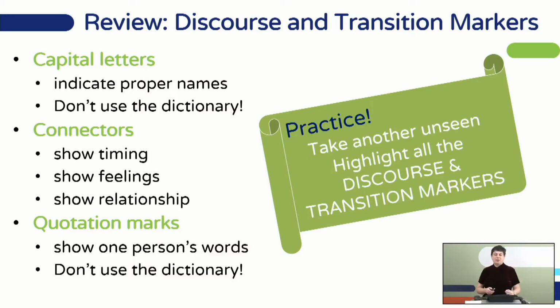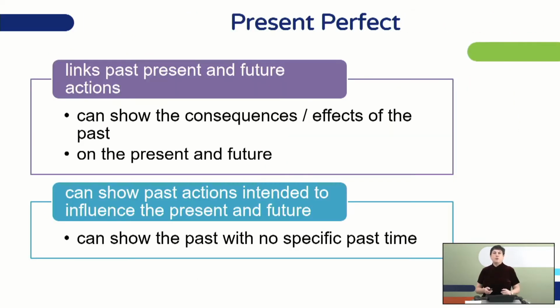Here's a way you can practice. Take another unseen and highlight all the discourse and transition markers that you've learned about. Find the words that begin with capital letters, highlight those connectors, and even find places where there are quotation marks. This will help you navigate your way through the unseen.